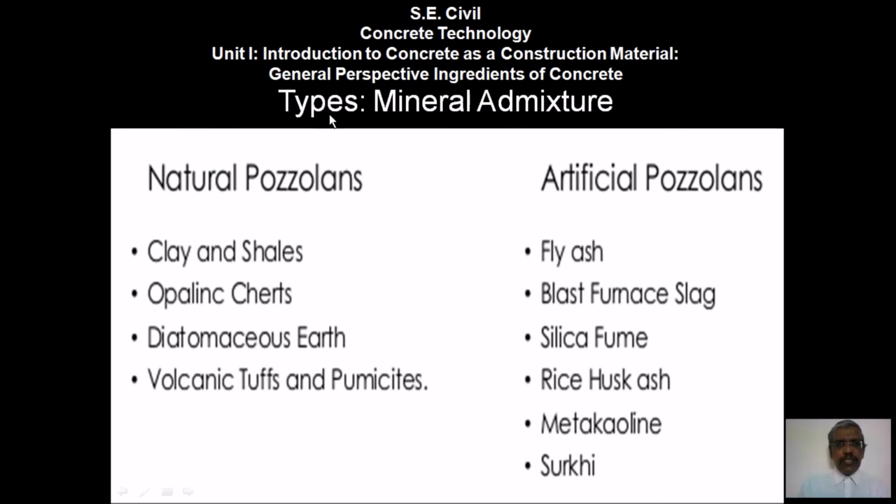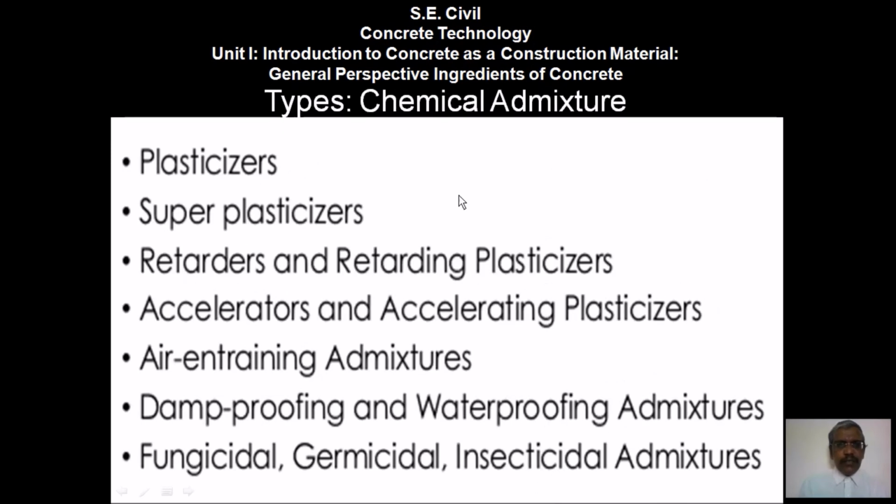So now we will see the types of mineral admixture. They are natural or artificial. In natural, it will be clay and shales, volcanic cinders, diatomaceous earth, volcanic tuffs, and pumicites. Artificial admixtures are fly ash, blast furnace slag, silica fume, rice husk ash, metakaolin, and surkhi. Then types of chemical admixtures: plasticizers, superplasticizers, retarders, retarding plasticizer, accelerators, air entraining admixtures, damp-proof admixtures.